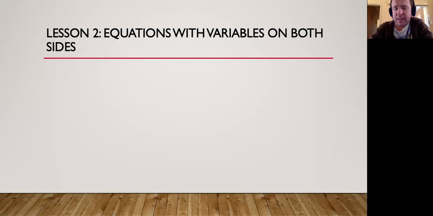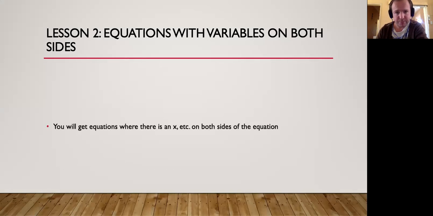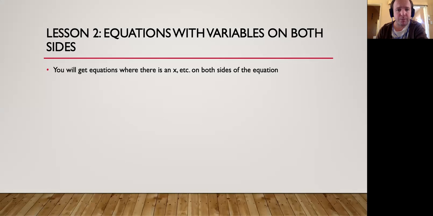Now in grade 8 you've been dealing with equations where there was only a variable on one side of the equation. So for example, x minus 1 is equal to 5. Something very simple. Now in grade 9 you're going to be dealing with cases where there's an x on the left hand side as well as on the right hand side. So for example, 2x minus 1 is equal to x plus 4. You're going to be able to do that type of equation in this lesson.